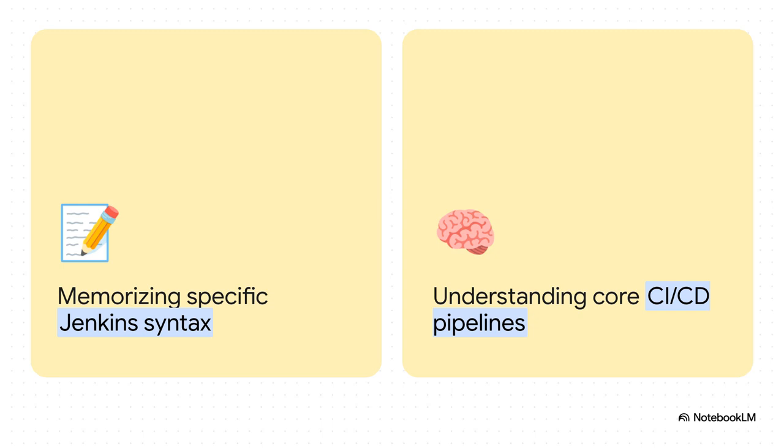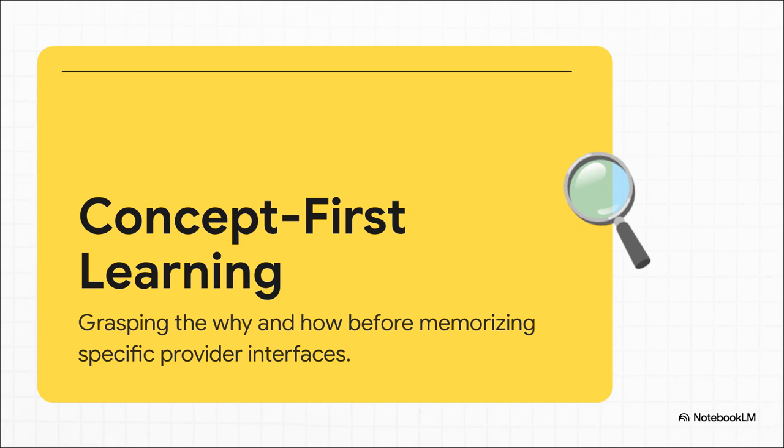I mean, every month there's a new tool, and every week someone on LinkedIn is hyping up the next shiny thing. But if you make the mistake of only memorizing, say, Jenkins syntax, what happens when you join a company that uses GitLab CI or GitHub Actions? You panic, right? But if you understand the core concepts, what a pipeline actually is, how stages and jobs work, how artifacts flow securely, you can pick up any new tool in a matter of days. This is exactly why concept-first learning is so vital.